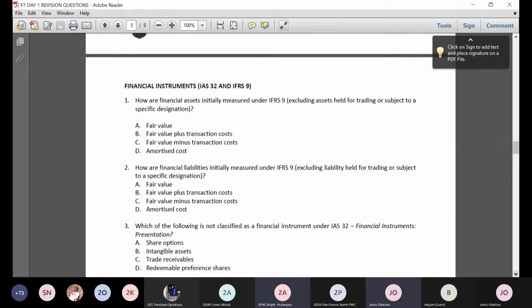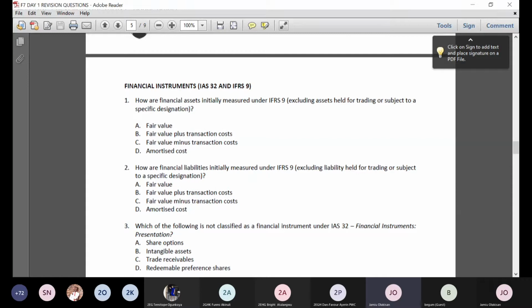Okay, when you were reading, you missed something there. How are financial assets initially measured? You omitted "initially." Do you agree? Oh, yeah. Do you agree with him that it is B? Do you guys agree with him? Anybody with a contrary view? So no contrary view, the correct answer is B, like you have said. I've just told you that today.